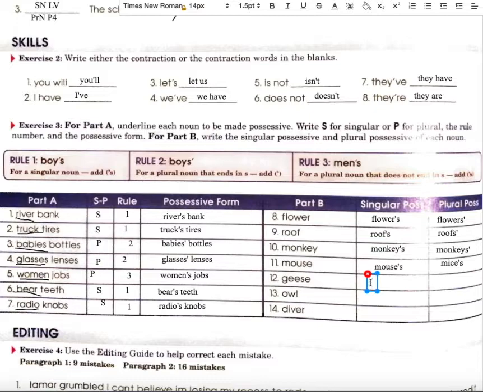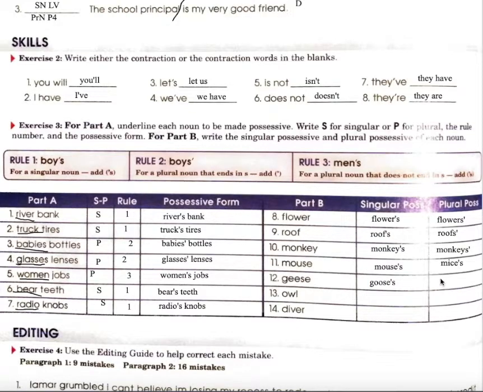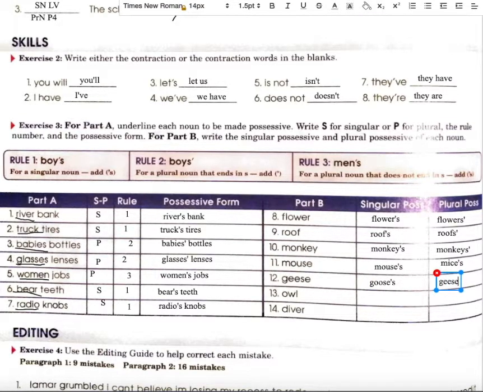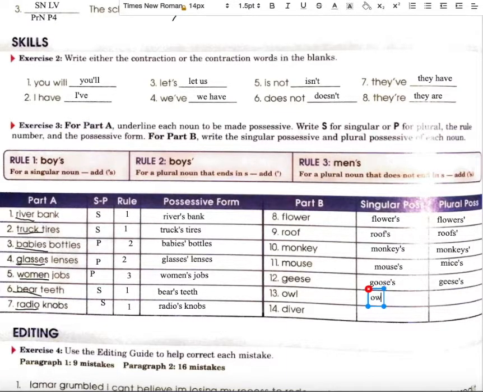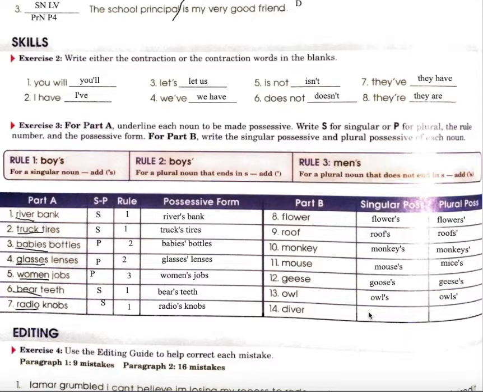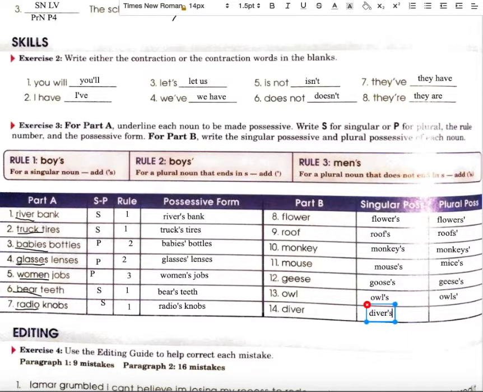Geese. Singular possessive is, well, we have to make it singular first, don't we? Goose's, and then for plural, let's bring it back to plural, geese's. Owl. Owl, apostrophe S for singular. Owls, plural, apostrophe at the end for plural. Diver. Diver, apostrophe S for singular. Divers, S apostrophe for plural.